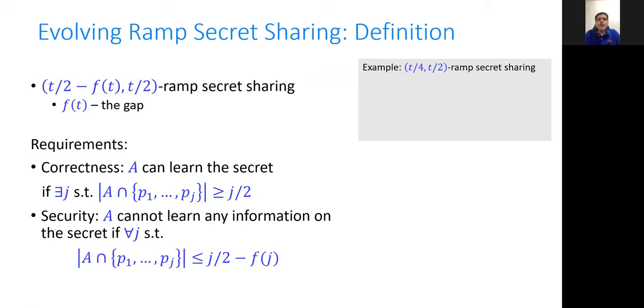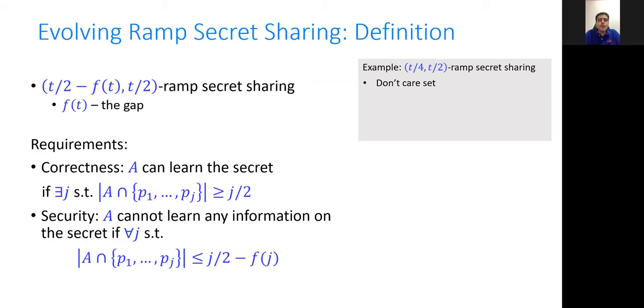For security, we require that if a set, for every J, contains less than J over 2 minus f(J) parties from the first J parties, then it should learn nothing about the secret. For example, for an unauthorized set, if you look at P8, P16, then from the prefix of the first 16 parties, it contains only two parties, which is smaller than a quarter of 16. And from the prefix of the eight parties, it contains only one party, which is smaller than a quarter of eight. And therefore, the security condition holds for these two prefixes. And we can see that it holds for every prefix, and thus this set should learn nothing about the secret.